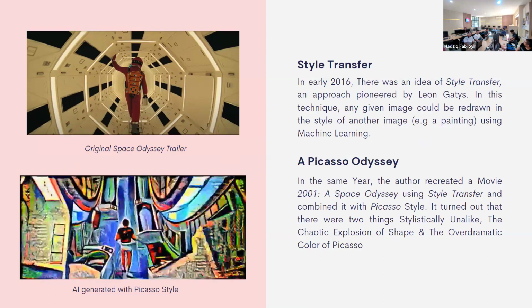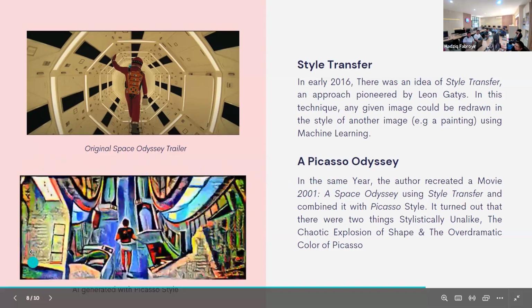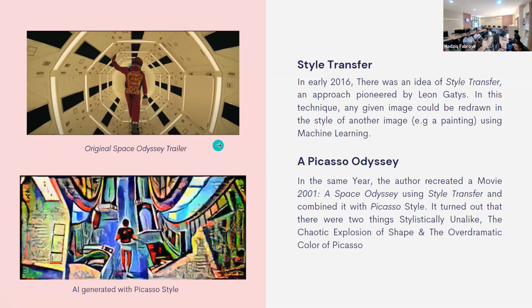So the author separated the frames of the video into individual images, and then each of the images was converted with machine learning using the style transfer idea. So this is one of the footage frames converted using the style transfer idea. Here, he converted the style from this original to the Picasso style. So this is what you can see here. Yeah, it's so colorful, and there were two things stylistically unlike the original: the chaotic explosion of shapes. Yes, you can see there are so many weird shapes, and also the overdramatic color. Yeah, that's the Picasso style.